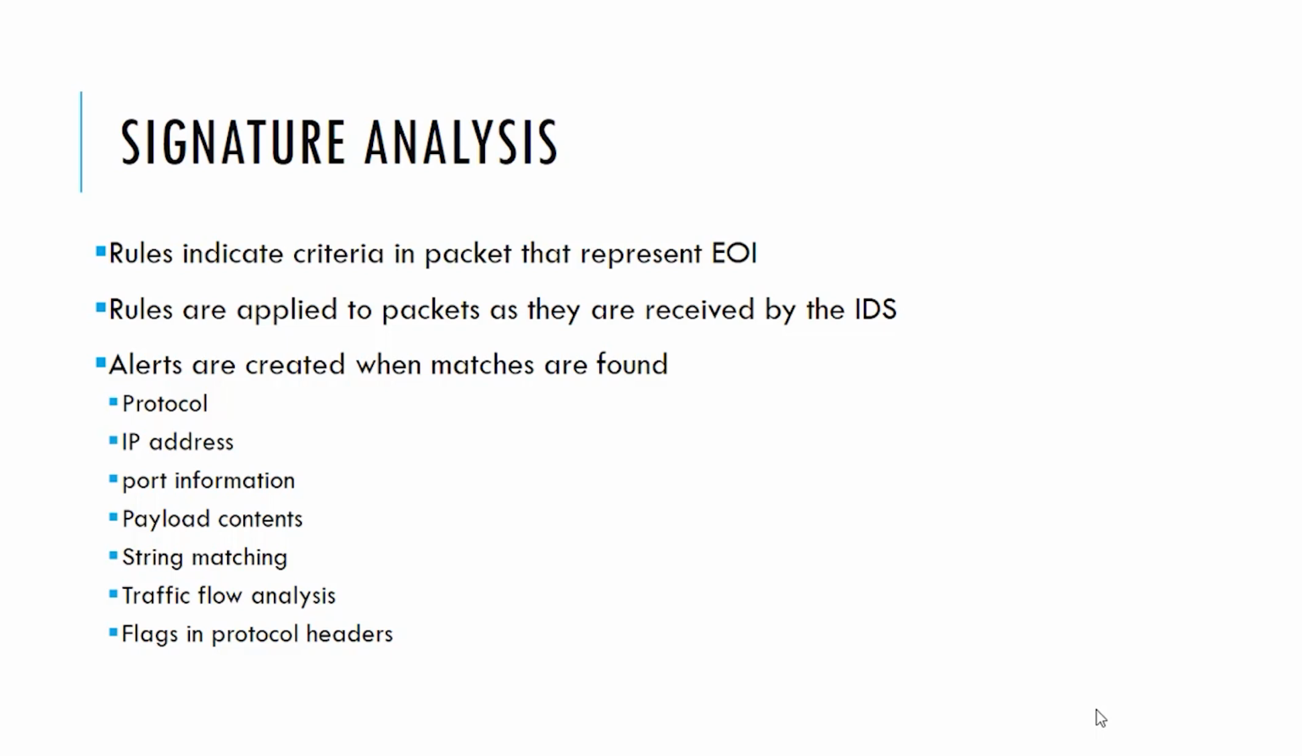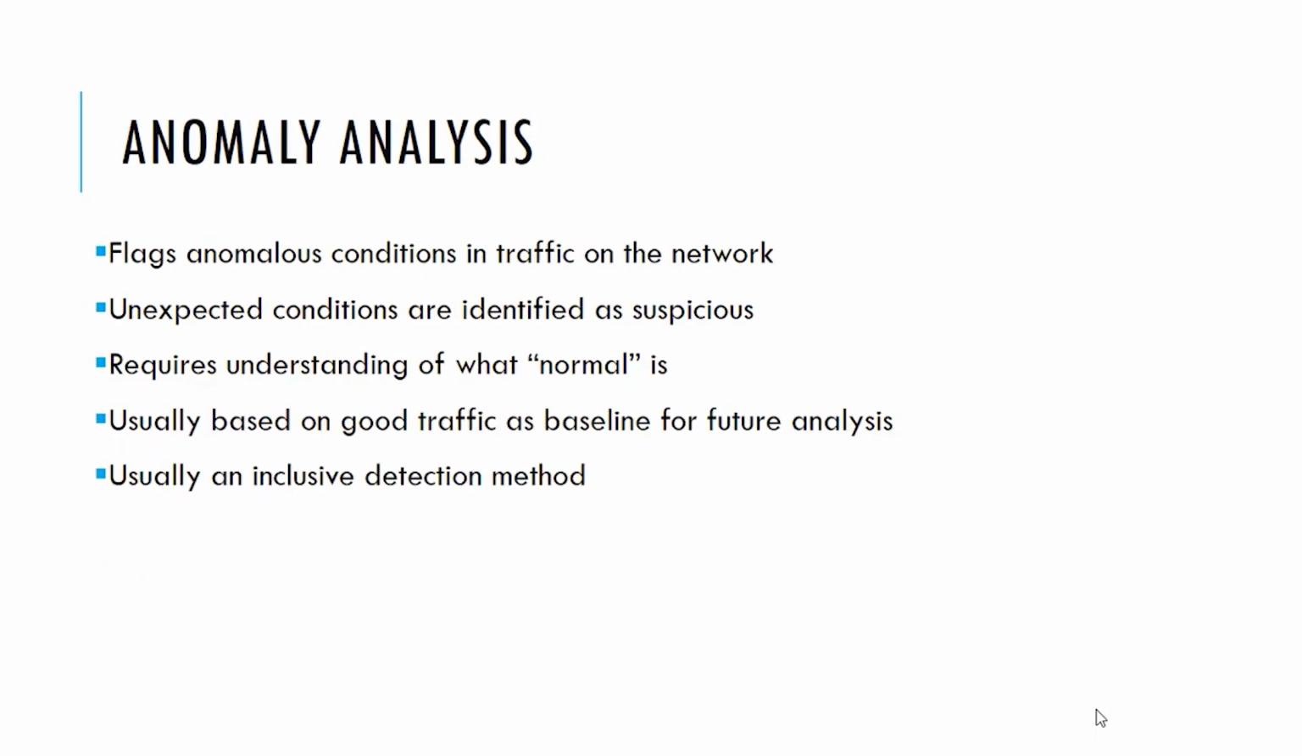Some flags in protocol headers, such as SYN plus FIN, ACK plus FIN in the TCP header, are flags that cannot be combined with each other in normal or healthy traffic, and signify that something wrong is going on inside this traffic that is flowing through the IDS. What will the IDS do? Generate an alert. Anomaly analysis flags anomalous conditions in traffic on the network. For example, the traffic is fluctuating from 80% to 70% to 10% to 20%. This is not normal. Unexpected conditions are identified as suspicious.